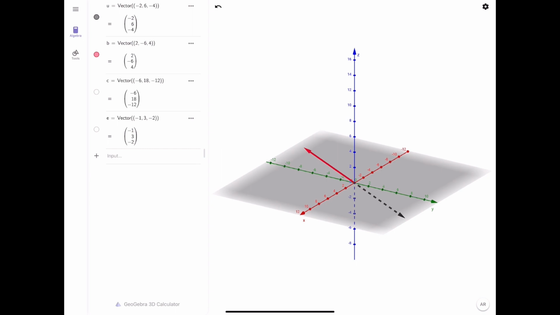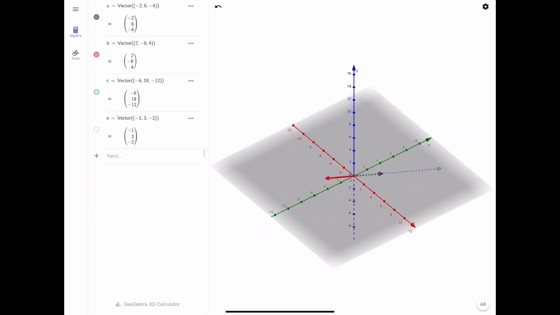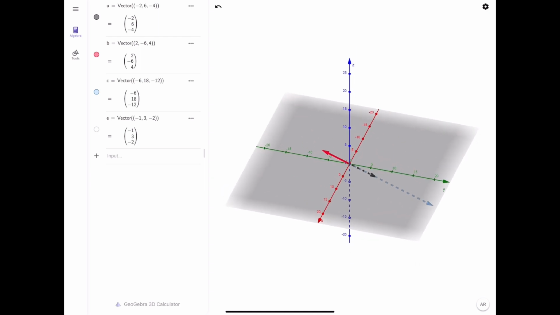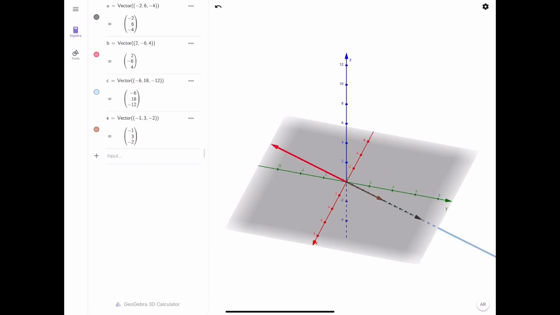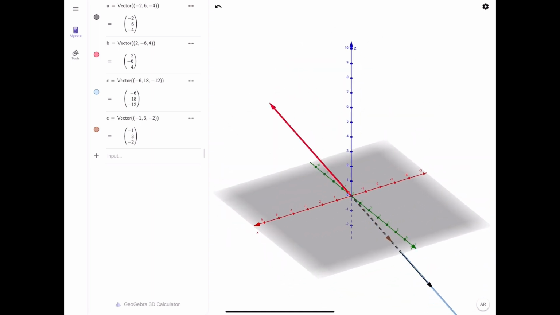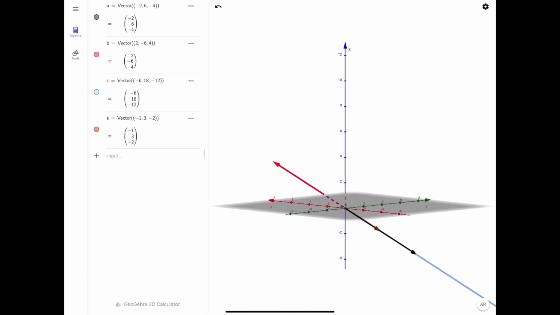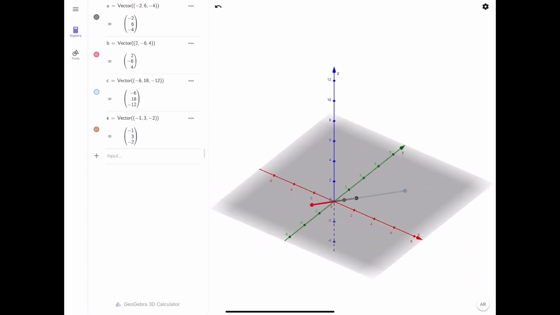If we multiply the original vector by 3, then we get this vector here, which is quite a bit longer. So there's another parallel vector. And then finally, if we divide the original vector by 2, then we get a vector that's half as long, which would be this one, right? The brown one there. So all of these vectors are parallel to the original vector negative 2, 6, negative 4. We can visualize this in GeoGebra.